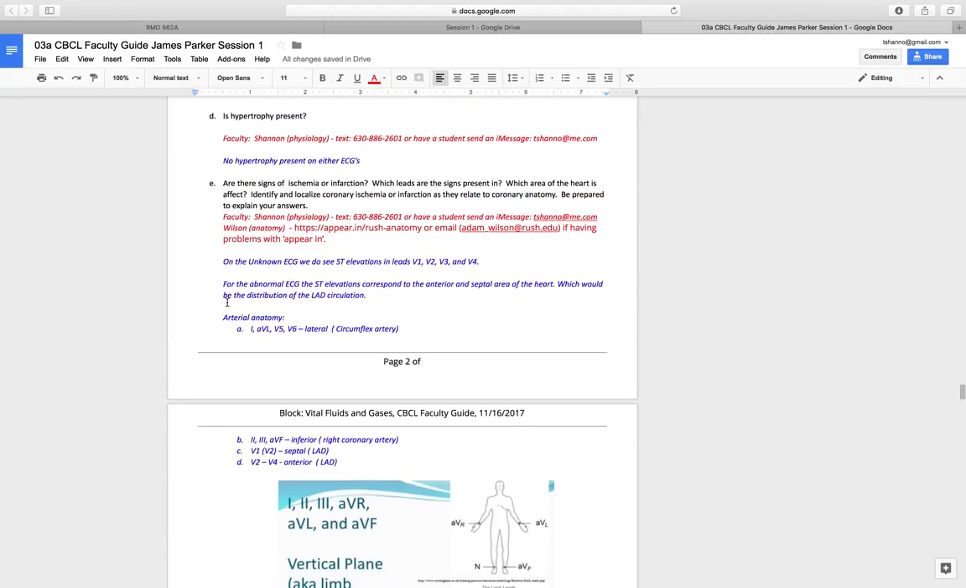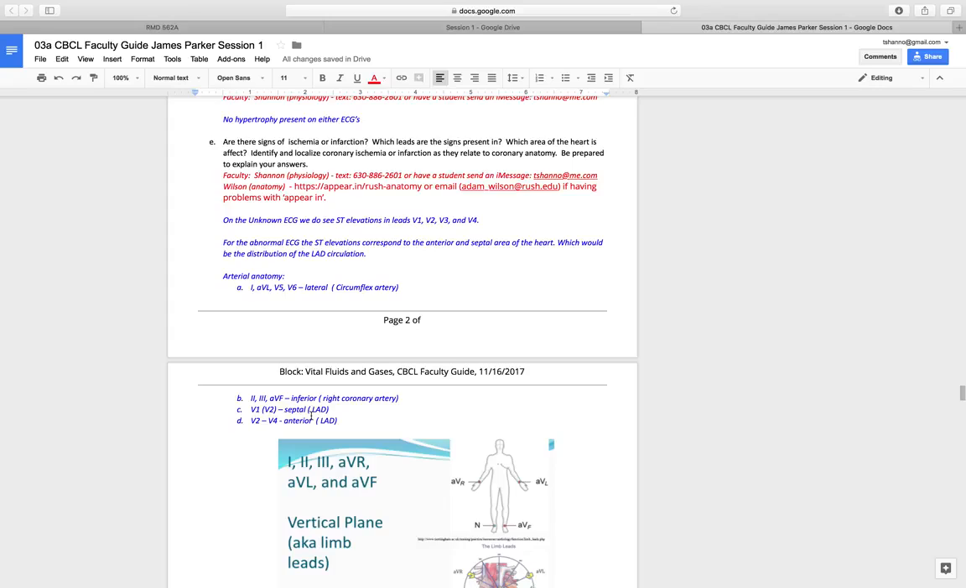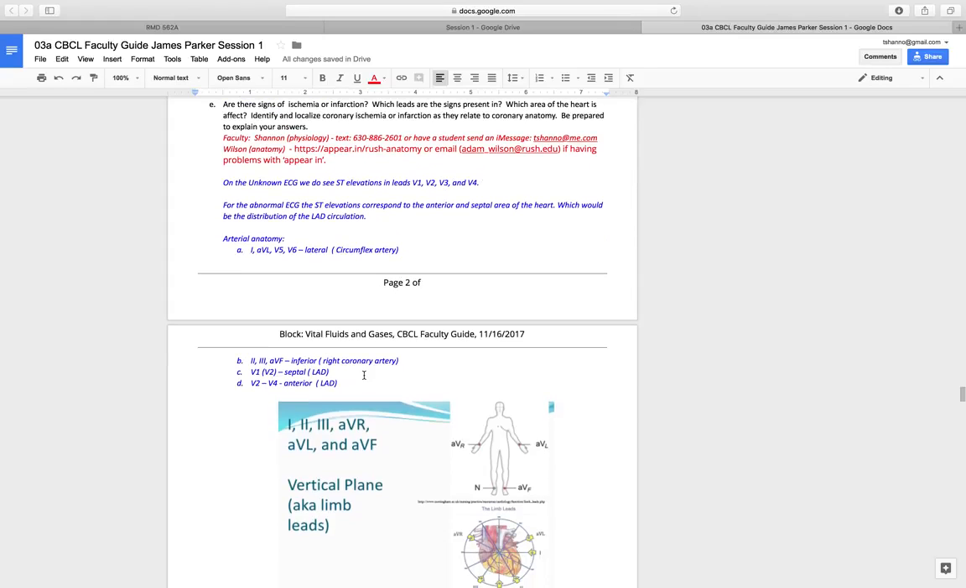And then we get to the meat of it, which is basically, is there anything here that leads you to believe it might be myocardial infarction? Of course there is. There is an elevated ST segment. And the segments are in leads V1, V2, V3, and V4, which lead you to the conclusion that it is probably in the septal area and maybe anterior. So we're talking about probably the distribution for the left anterior descending circulation.